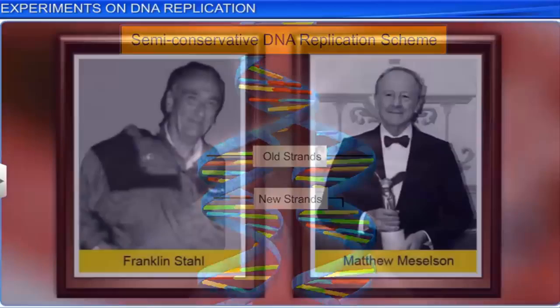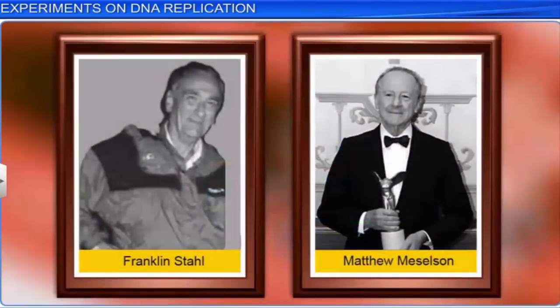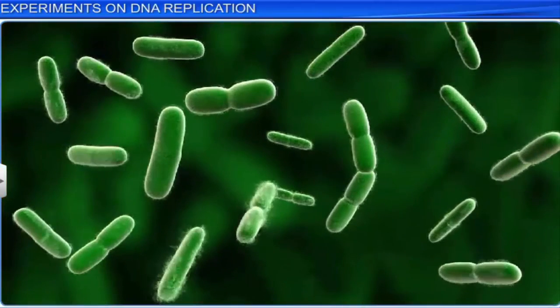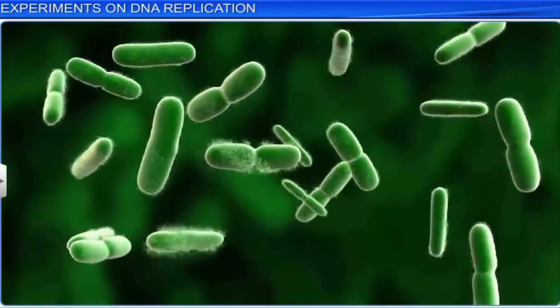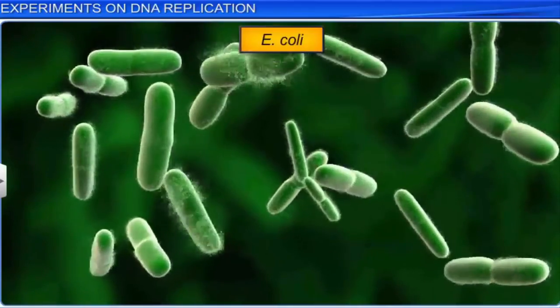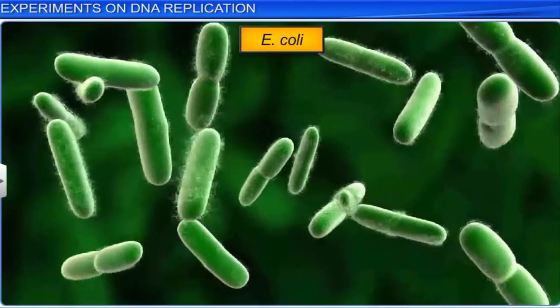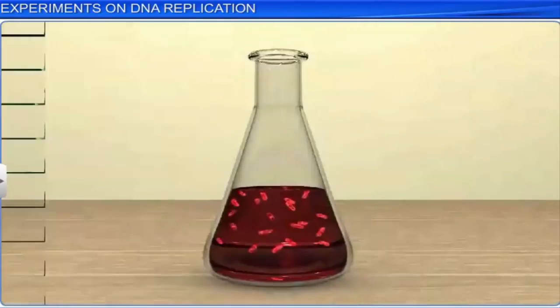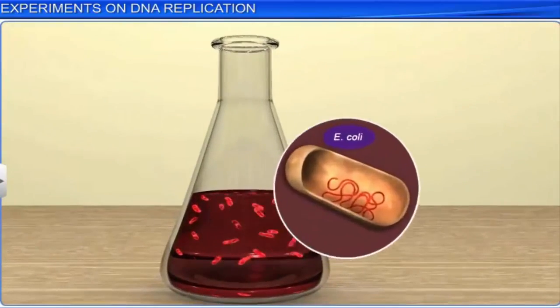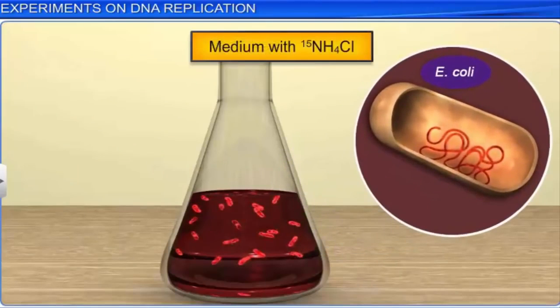In 1958, to find conclusive evidence for this scheme of semi-conservative DNA replication, experiments were conducted by scientists Matthew Meselson and Franklin Stahl on the bacteria Escherichia coli or E. coli, a bacteria that divides every 20 minutes. Meselson and Stahl grew E. coli in a medium that had NH4Cl15 isotope as the only nitrogen source.